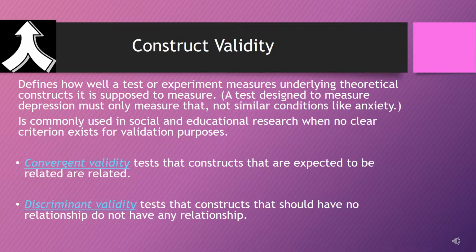whereas discriminant validity tests that constructs that should have no relationship do not have any relationship. Discriminant validity, by the same logic, consists of providing evidence that two tests in mathematics that do not measure closely related skills or types of knowledge do not correlate strongly. That is, dissimilar ranking of students.